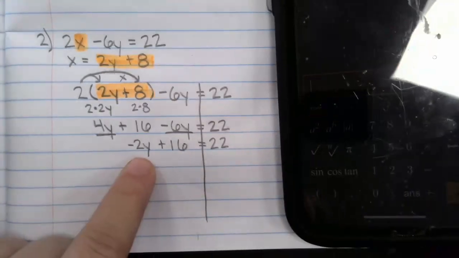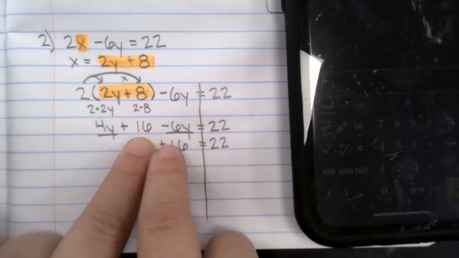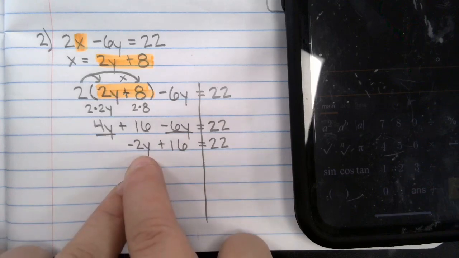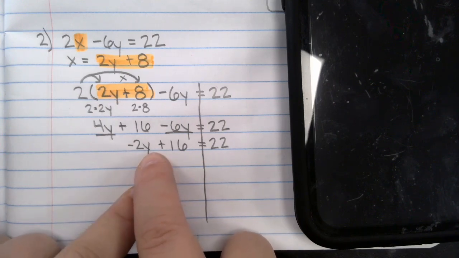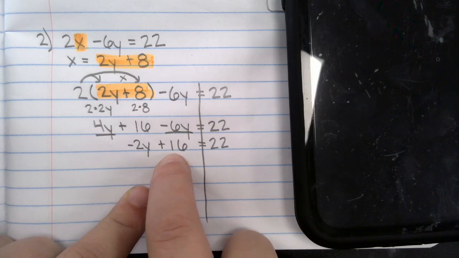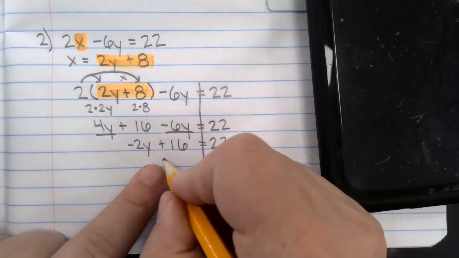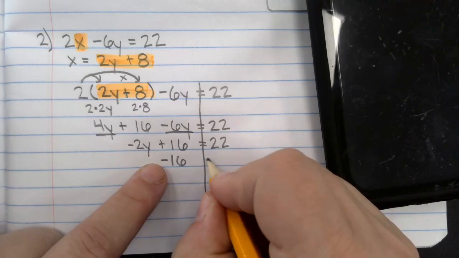Wait, 16 again? The 16 was originally there, because we did 2 times 8 to get 16. So that 16 is this 16. We got the negative 2y by combining 4 and negative 6 into negative 2. Now to get y by itself, are we going to undo the negative 2 first or the 16? We undo the 16. To undo adding 16, we're going to subtract 16. If we do it to one side, we do it to the other.